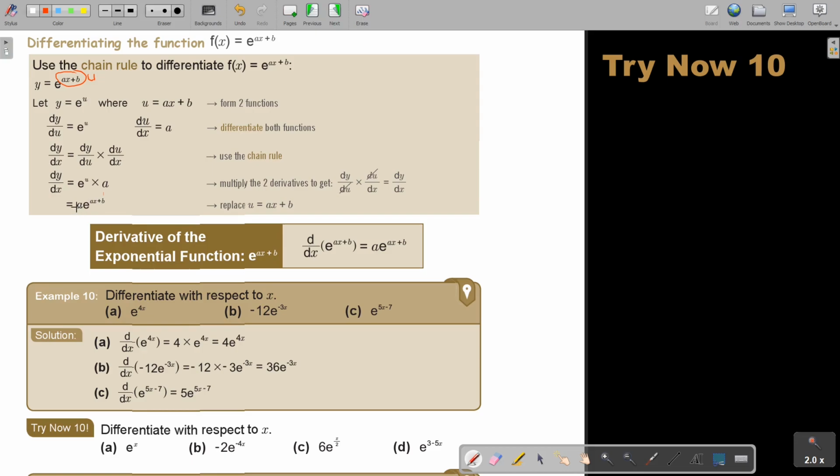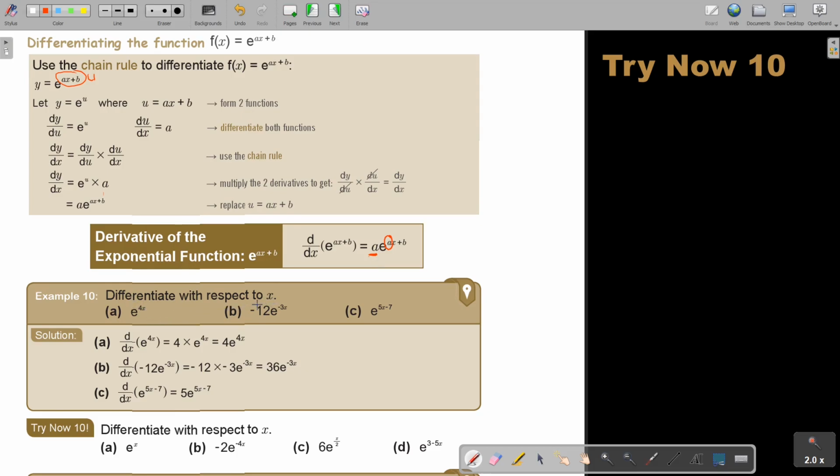ax plus b. So basically, if we look at it, here is the rule. It's just the value in front of x that we multiply there with in front. So in the exponent, the value in front of x, the constant, we multiply it just there in front of the e. Okay, so let's look at a few examples.